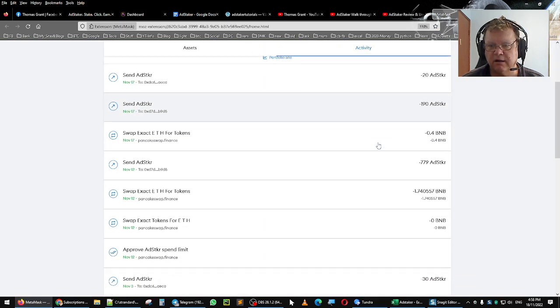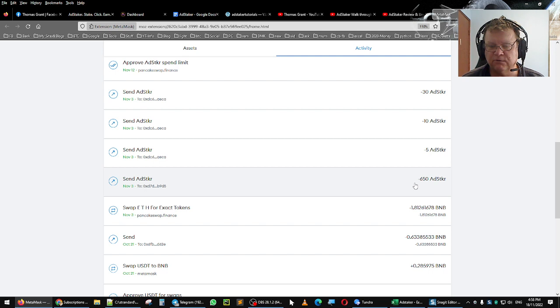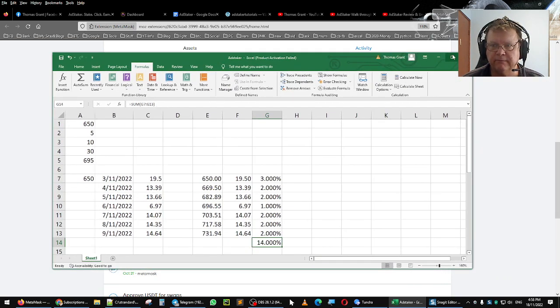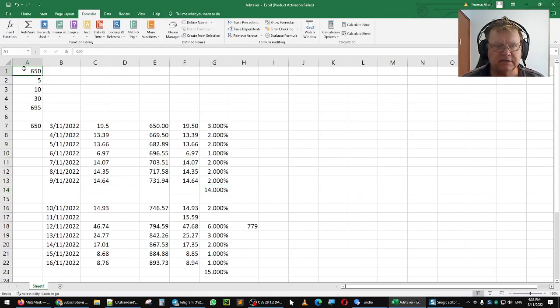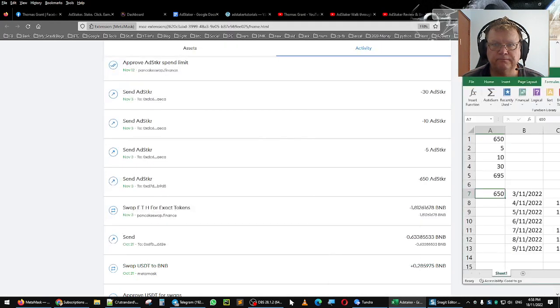MetaMask, and here is where I started, with 650 AdStaker tokens. I had 5, 10, 30, 40, 45 that I used for advertising. So let me bring up my worksheet, and I'll bring it up here. And you can see here I started with 650 plus the advertising amounts, for a total of 695 AdStaker tokens.